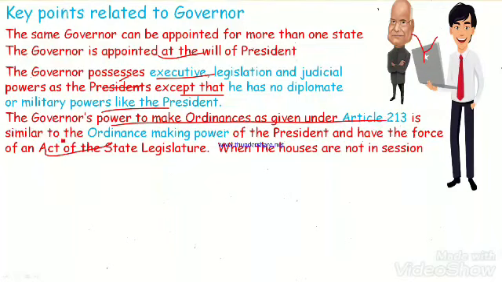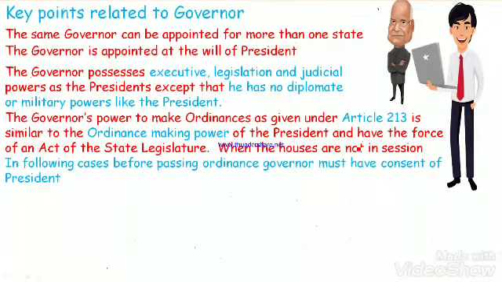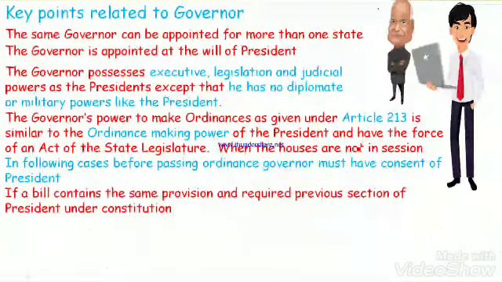In a simple manner, ordinances have the force of an act of legislature when the houses are not in session. The next power related to the governor: in the following cases, before passing a law, the governor has to gain the consent of the president. These are the following cases.